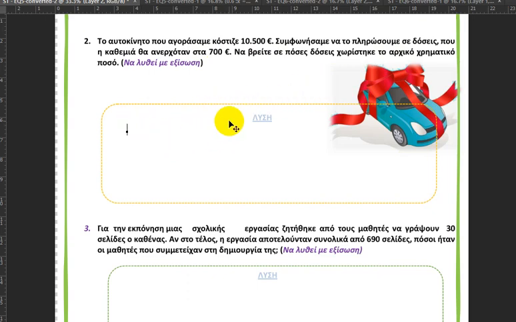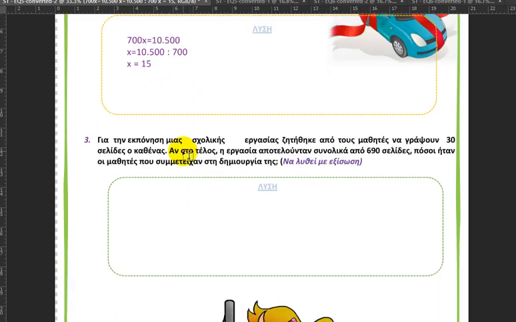So basically we need to say that x times 700 must be equal to 10,500. So x must be equal to 10,500 divided by 700. And this means that x is equal to 15. Yeah, 105 divided by 7 is 15. Great.